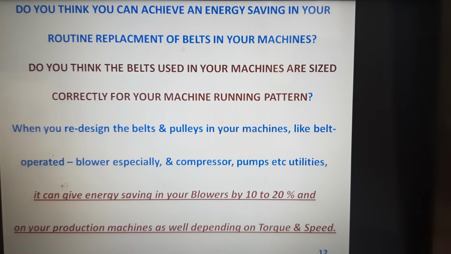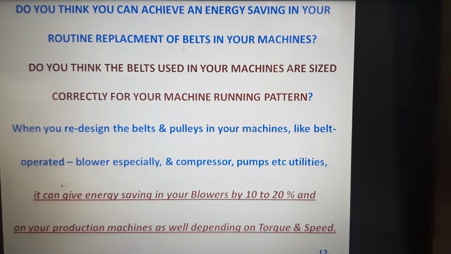Coming to the routine replacement of belts in your machines, either in your centrifugal blowers or in your production machines, do you think the belts used in your machines are sized correctly and for the machine running pattern? When the machine is running on star delta mode with a higher starting jerk, or on a VFD mode, the belts have a power carrying capacity, and the power ratio of the belts to the rated power or the running power of the machine matters more here. So it is better to redesign the belts and pulleys in your machines, especially on variable torque loads like these blowers, centrifugal compressors or centrifugal pumps.